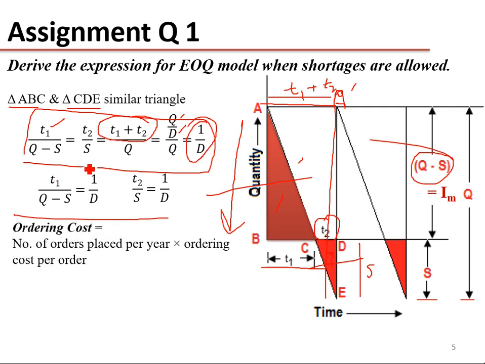Now as we know, we want the total cost over there. What will be the total cost in this case when the shortages are allowed? So first we need the ordering cost, we need the holding cost, and at the last we need the shortage cost also in this case, because shortages are allowed. So first we are going to check what is the ordering cost. We already know the number of orders you place per year and how much ordering cost per order.